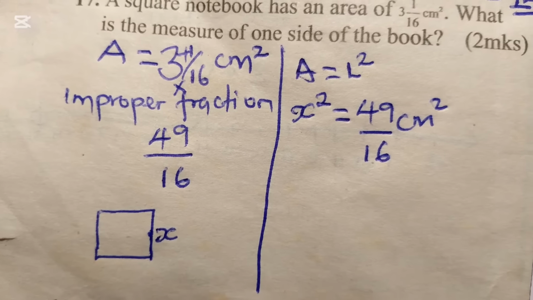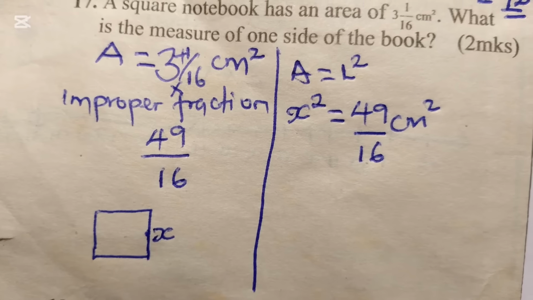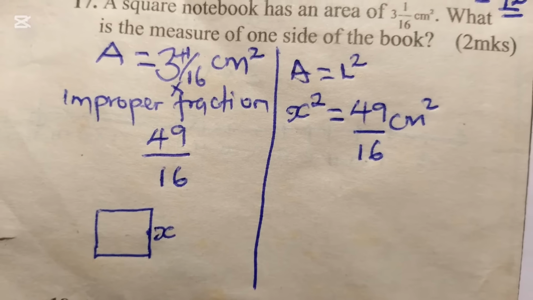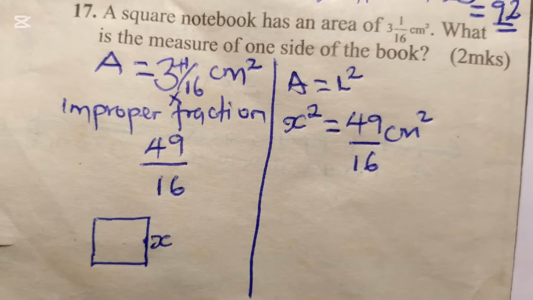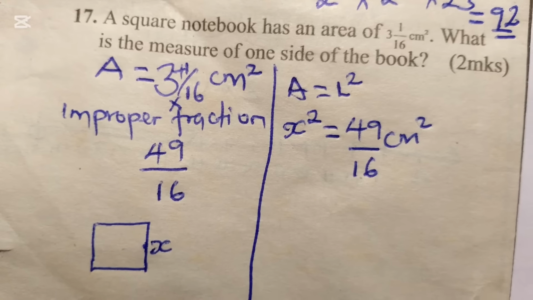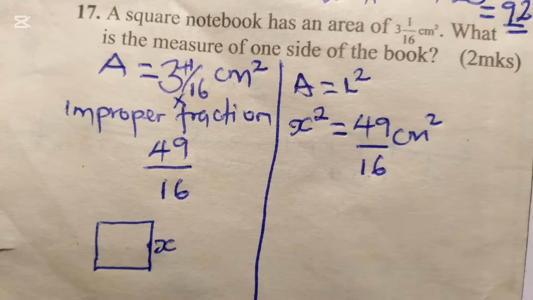So for us to remain with x, we find the square root of both sides. That is how we remove the square. To remove a square of any number, we find the square root.